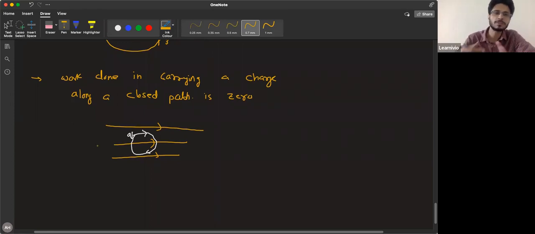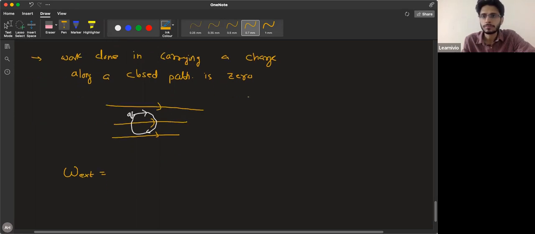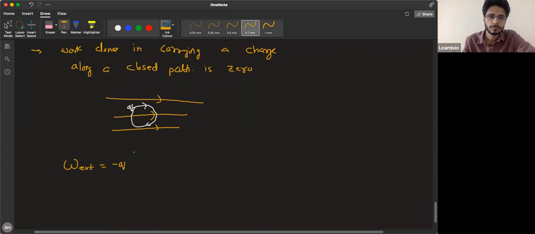What is the expression to calculate work done by some external source in a field? I'm asking for a variable field. The expression for work done for a variable field. Expression of work done by external force in field. Yes, integral of minus QE dot dx. Minus Q integral of E dot dx.